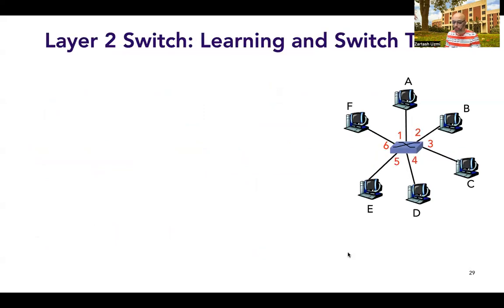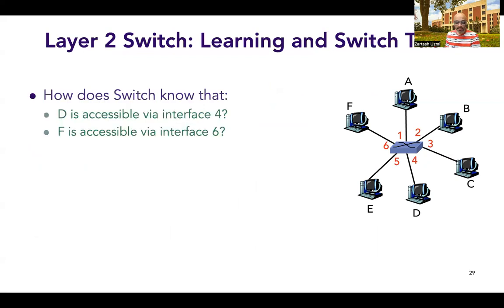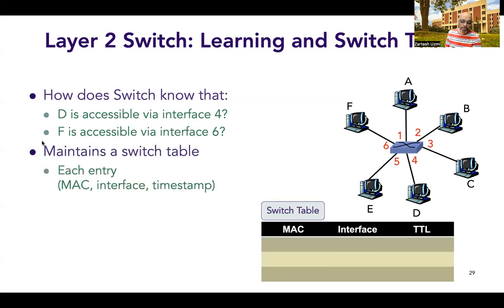This figure is showing a layer 2 switch with 6 hosts, A, B, C, D, E, F, connected to it. How does the switch know that D is accessible through interface number 4? How does this switch learn that F is accessible via interface number 6? Without D and F transmitting anything, the switch will not be able to find this out. But the hope is that D will transmit something, and then the switch will say, aha, D is connected to interface number 4.